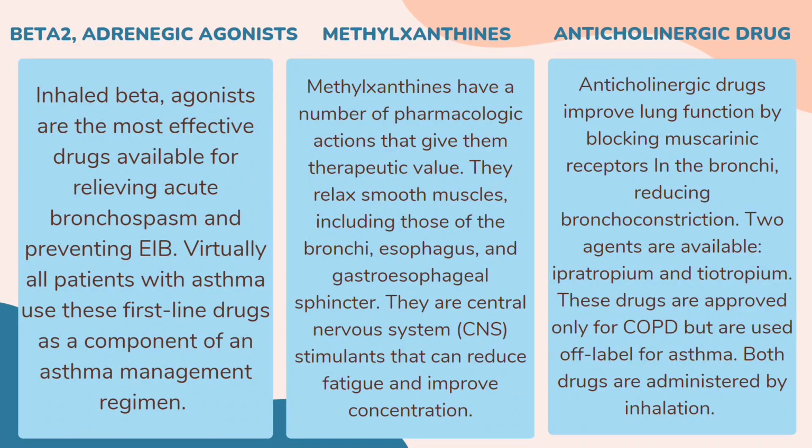Next is anticholinergic drugs. Anticholinergic drugs improve lung function by blocking muscarinic receptors in the bronchi, reducing bronchoconstriction. Two agents are available, ipratropium and tiotropium. These drugs are approved only for COPD but are used off-label for asthma. Both drugs are administered by inhalation.